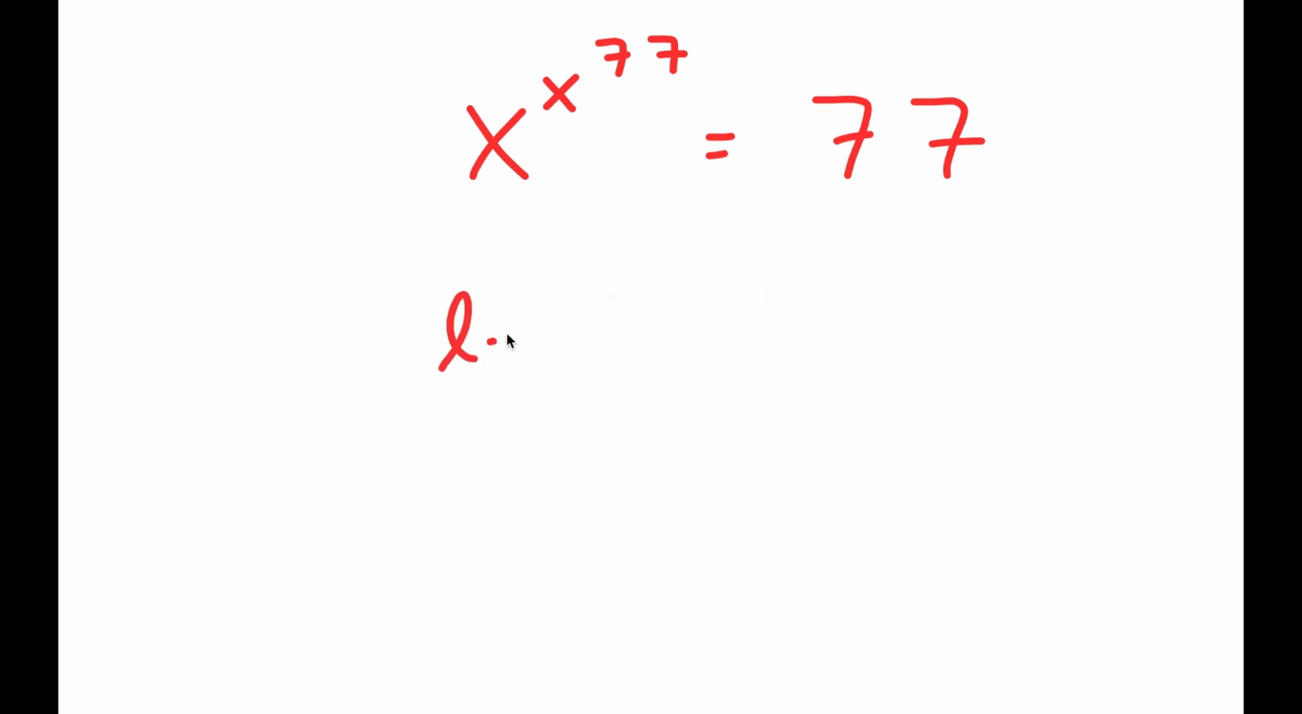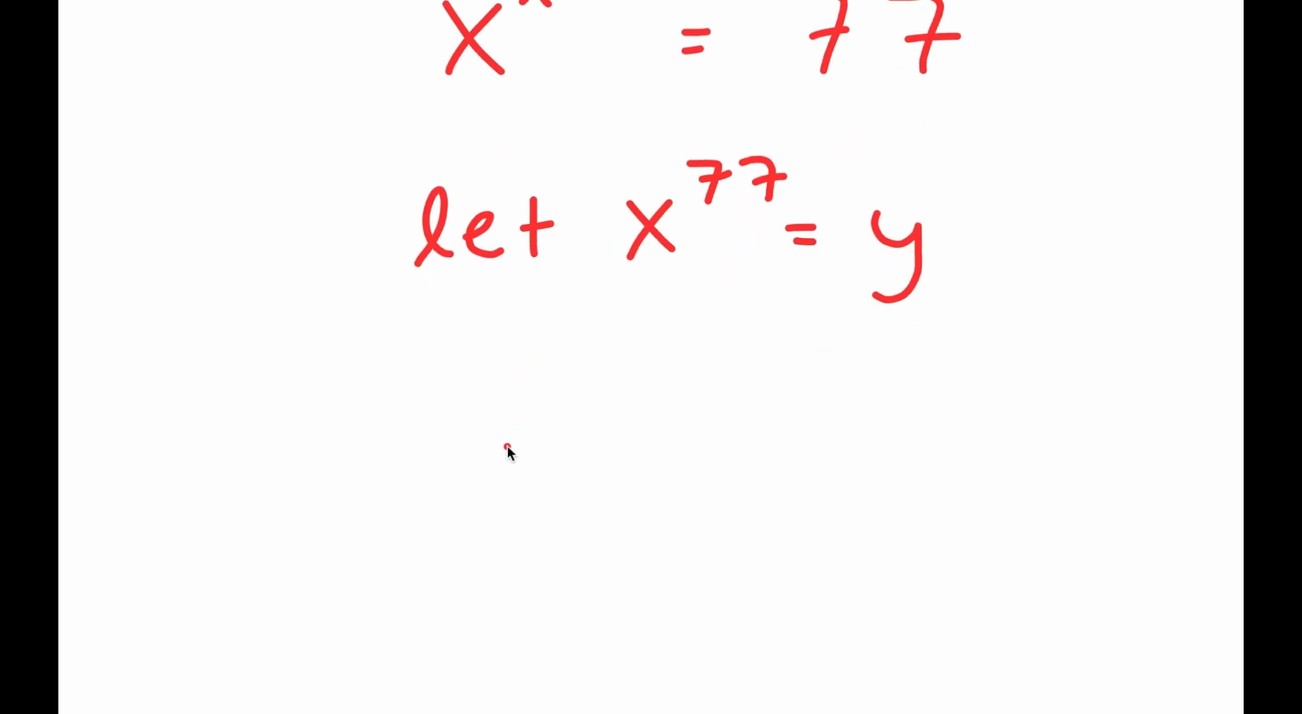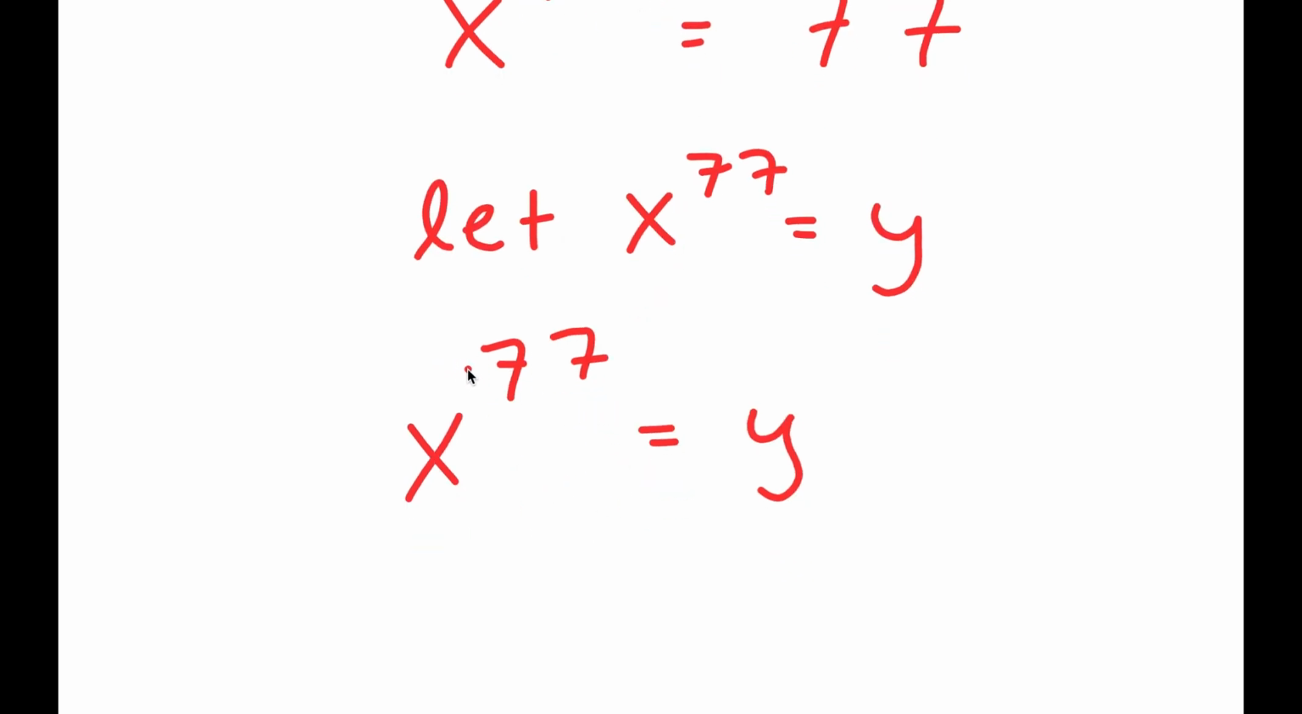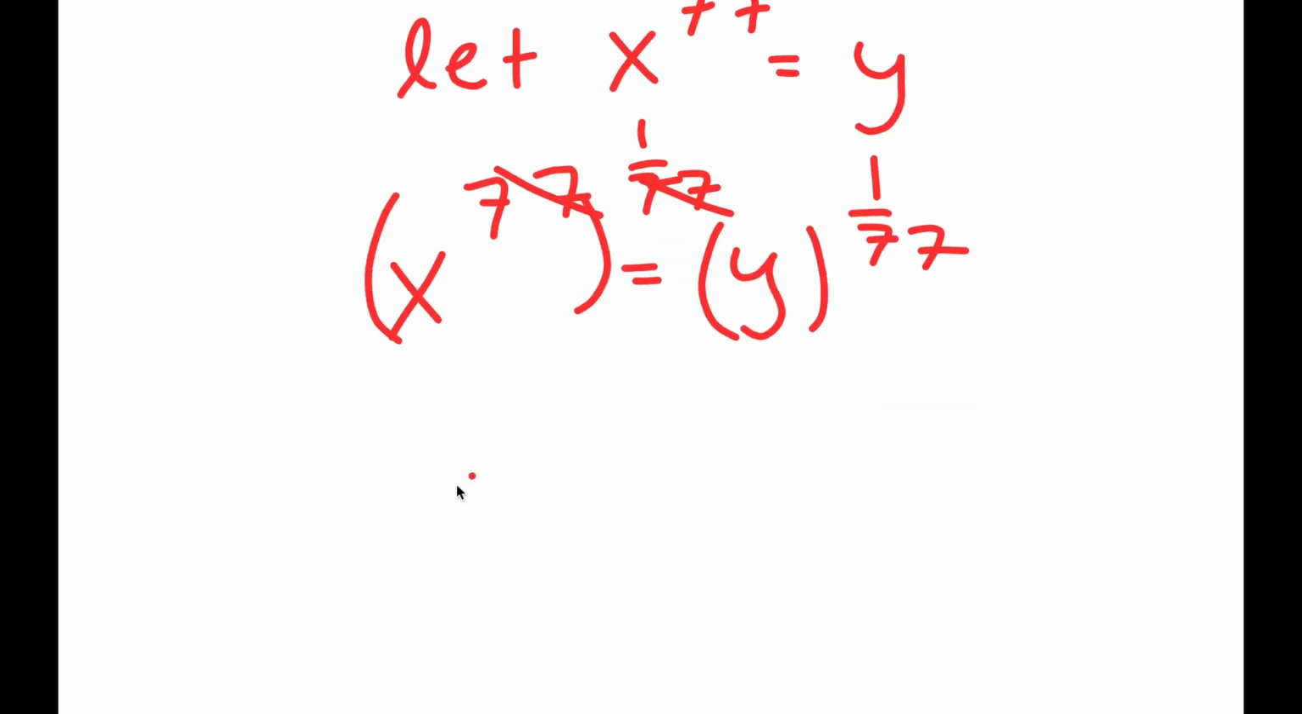Alright, so in this video, I'm going to solve the equation x to the power of x to the power of 77 is equal to 77. So to solve this, I'm going to first let x to the power of 77 equal to the variable y. So I get x to the power of 77 is equal to y. This is the equation I'm using. And I'm going to take the power of 1 over 77 on both sides. So these two cancel out, and I get x is equal to y to the power of 1 over 77.